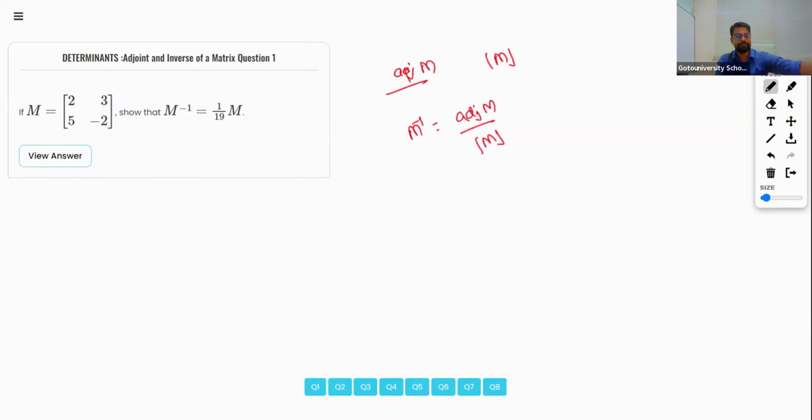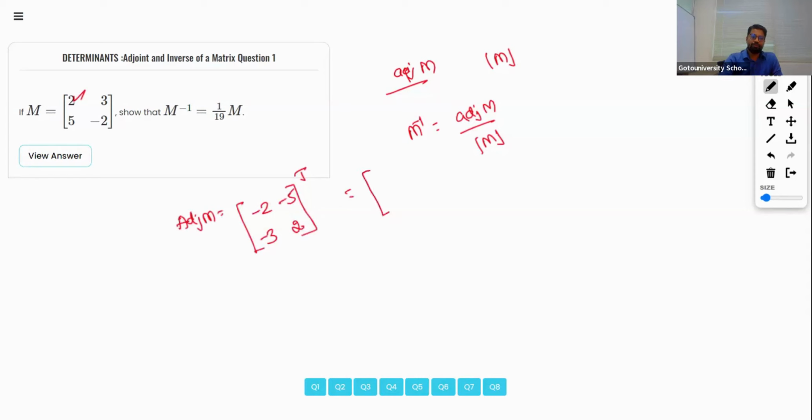So what do we have? I'll tell you how to find adjoint quickly. What is adjoint? We'll repeat again. Adjoint of the matrix is what? Transpose of the cofactor matrix. So what is the cofactor of 2? Cofactor of 2 is -2. And cofactor of -2 is 2, right? What is the cofactor of 3? -5. Cofactor of -5 is going to be -3. Am I right? So it has to be very quick.